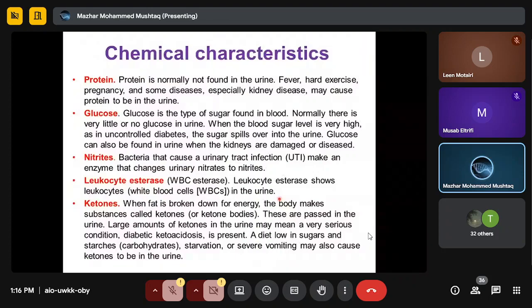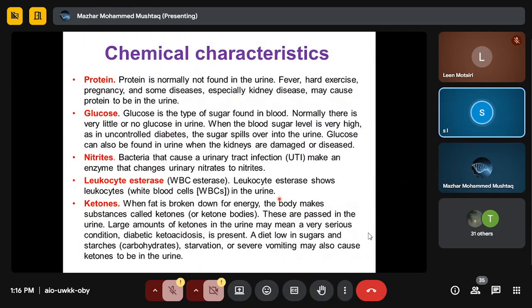Ketones. By the way, what are ketones? Second year students must know. Have you studied the ketones? In the first year, I'm sure you have. So ketones are molecules produced by the liver so that they can break down fat for energy instead of using glucose.